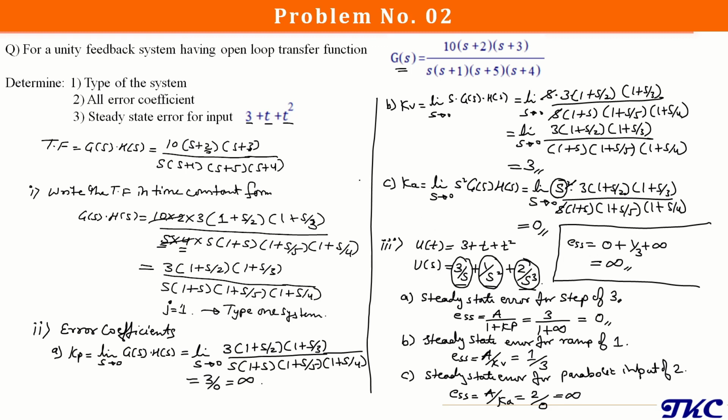So whenever we have an input which is a combination of various standard inputs, we can solve it in this way by determining the individual steady state error contributions, and later use the superposition theorem to add all of them to get the overall steady state error. So with this we'll end here.